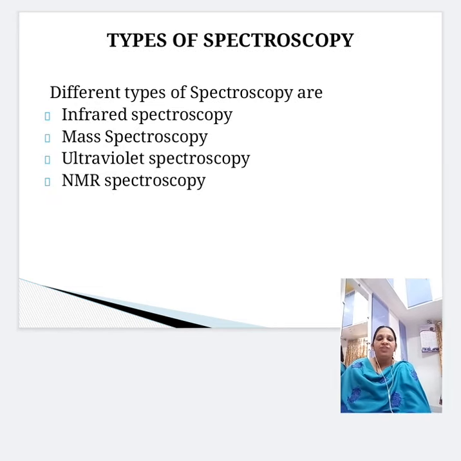There are other types of spectroscopy also, like infrared spectroscopy, mass spectroscopy, ultraviolet spectroscopy, and NMR spectroscopy, that is, nuclear magnetic resonance spectroscopy. These are the different types of spectroscopies which you will be studying in detail.